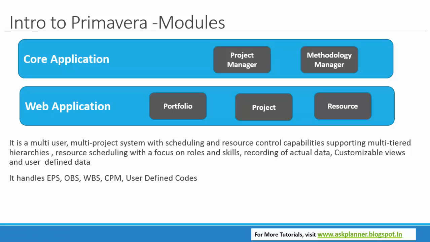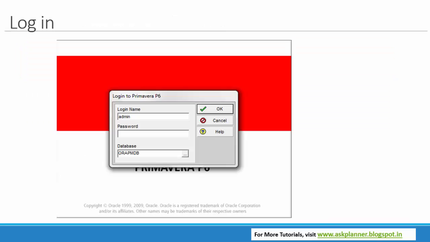After getting this P6 software and installing it on your system, this will be your welcome screen, and by default the username and password will be admin in small letters. If I enter the login as admin and the password and click OK, I will get into the next screen.